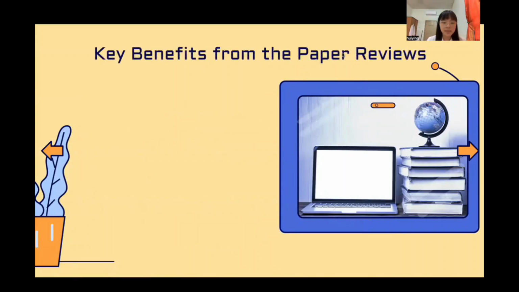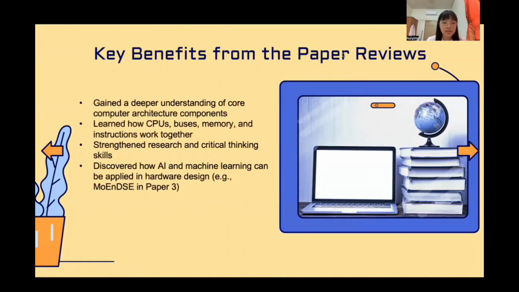By conducting this paper review, we gain several key benefits. Firstly, we develop a deeper understanding of the essential components and operational mechanisms of computer architecture. Secondly, the review process strengthens our research and critical thinking skills. For example, in the third paper, we saw how machine learning can be innovatively applied to hardware design. That's all from me. Now I will pass the mic to Yuling.